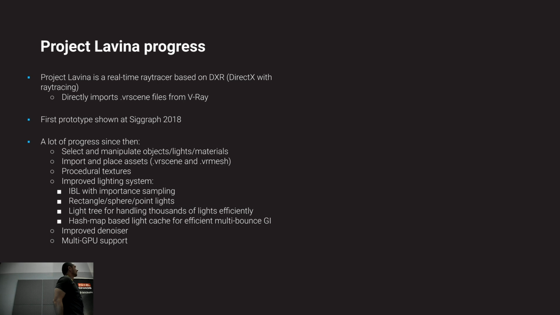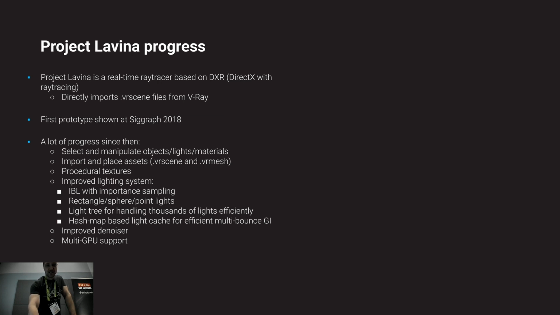We added the light tree implementation from V-Ray to support multiple light sources efficiently, and also the hash map based light cache for efficient global illumination. We've improved also our denoiser so that we can handle reflections and refractions a lot better than we did before. And finally, we also added multi-GPU support, because once we added all those features, things kind of started being a little bit slower. So we support multiple GPUs now as well.